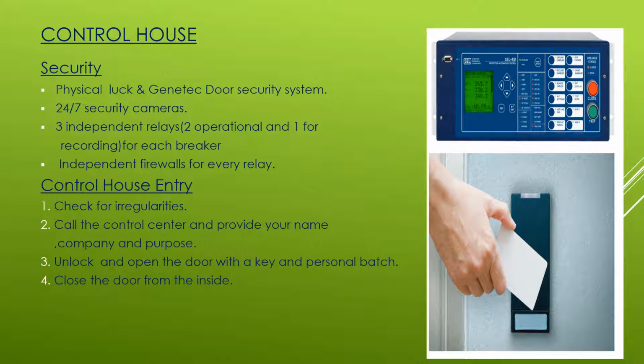Control house. The control house is the heart of the substation. The security on the control house will be a physical lock and an electronic lock, where you need a physical key and a badge in order to get in. Both of them will be provided only to authorized employees. In addition to the security cameras in the substation, there will be another 24/7 security camera in the control house. So if somebody bypasses one security system, they will not be able to pass the other one.